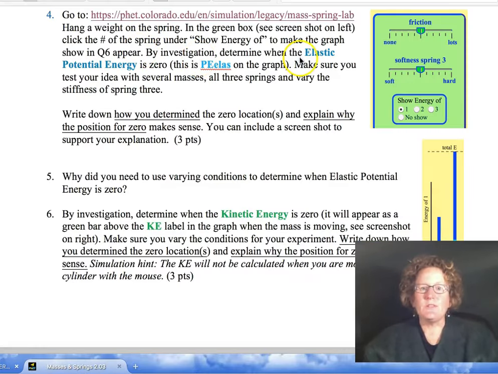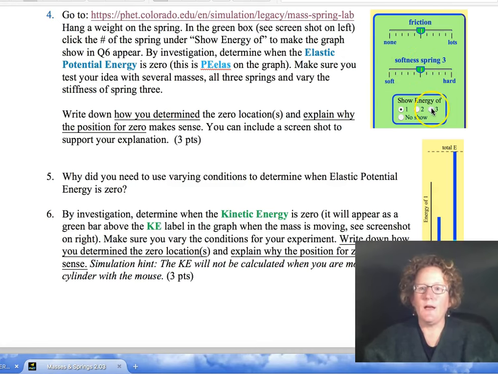So, by investigation, determine when elastic potential energy is 0. Make sure you test your idea with several masses and all 3 springs and vary the stiffness of spring 3. I will let you do that. We kind of looked at spring 1 and spring 2 with a couple different masses. You can look at spring 3 and try varying the spring constant here.